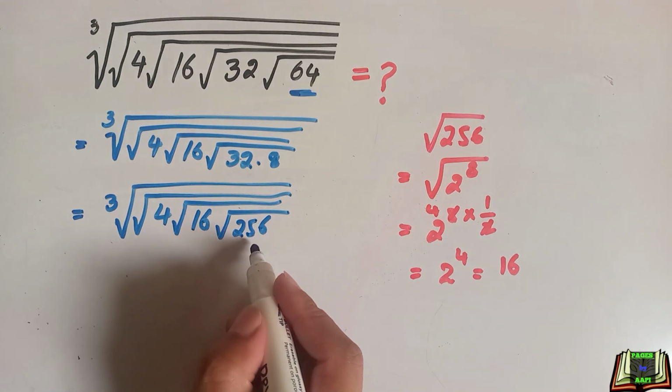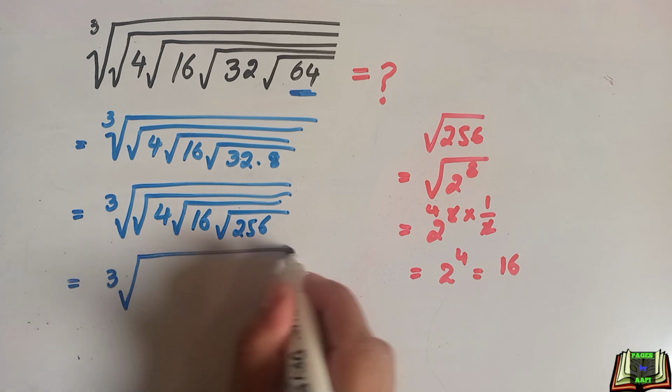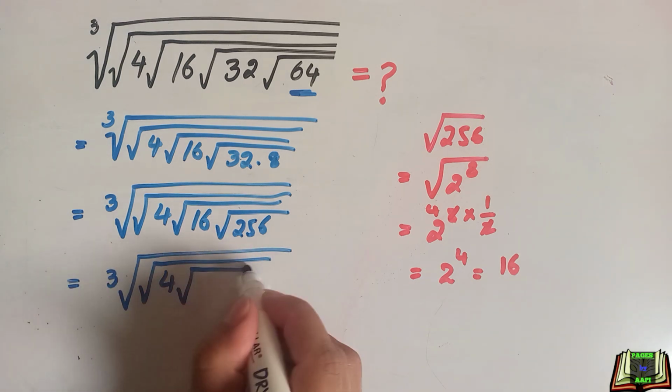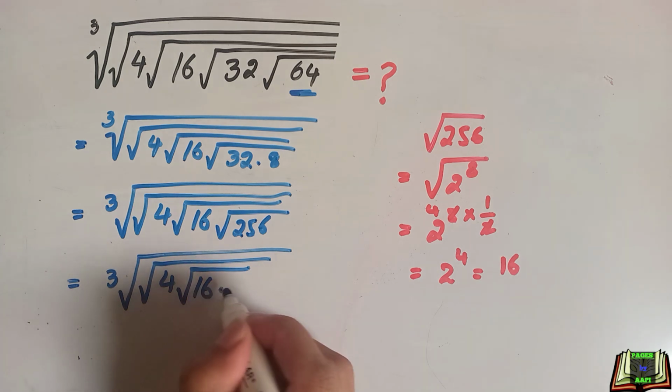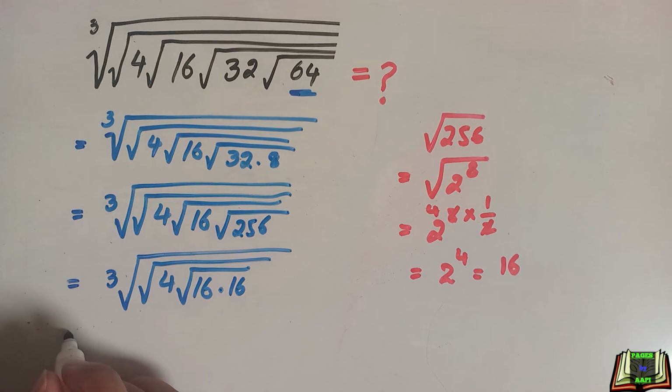In the next step we are going to replace the value of 256, that is equal to 16. Square root of 256 is 16.